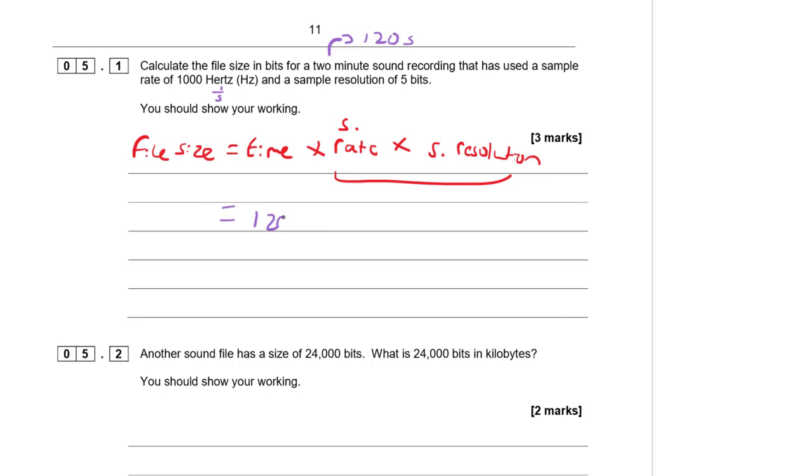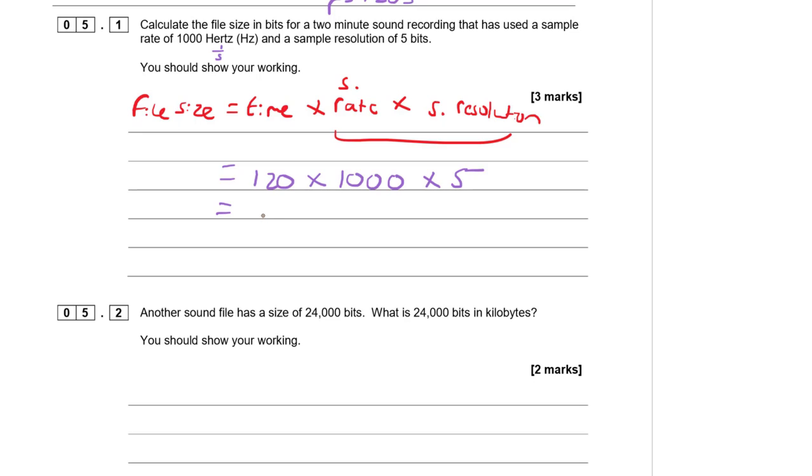So 120 times the sampling rate, that's fine. So times 1000 times 5. This is about as hard as the maths is going to get. You don't have a calculator, obviously. So 1000 times 5 is 5000. And 120 times 5000: 12 times 5 is 60, so we have to add on 4 zeros. So our answer is 600,000 bits.